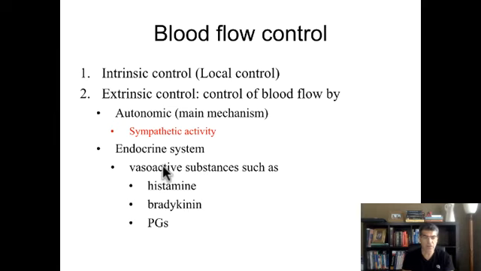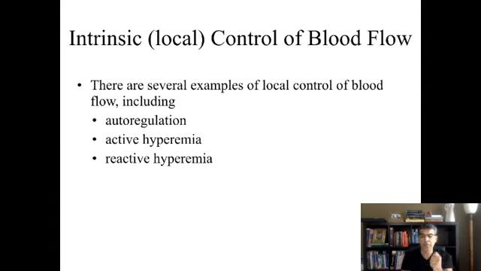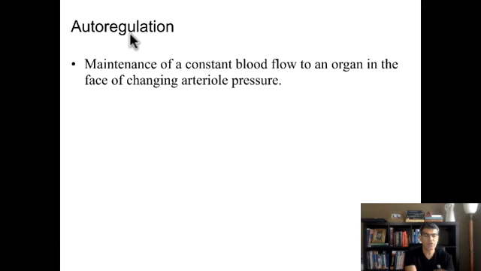So let's start with intrinsic control first. We have 3 ways to control blood flow locally: autoregulation, active hyperemia, reactive hyperemia. What does that mean? In the case of autoregulation, an organ itself can maintain blood flow by changing the pressure inside the arteriole. Some organs are so important that they have to be able to control their own blood flow. For instance, your heart, your brain.